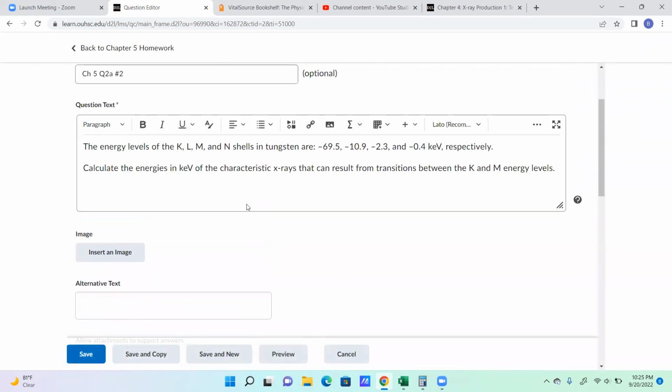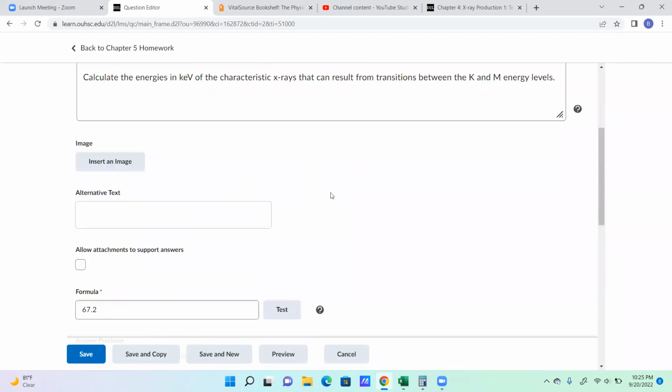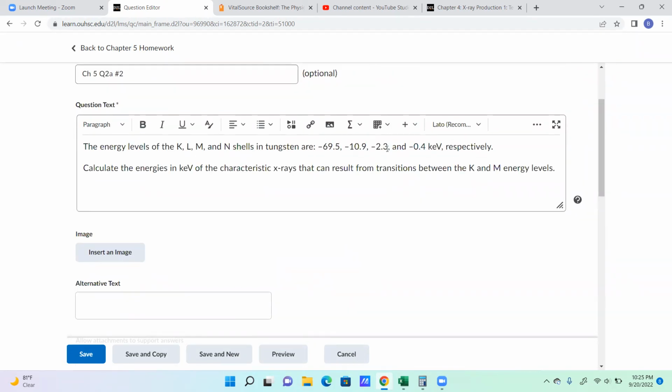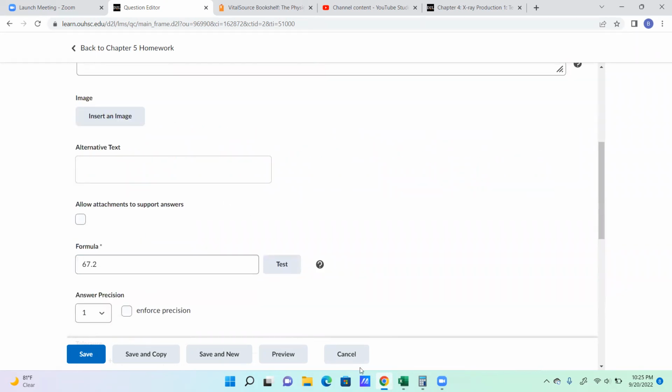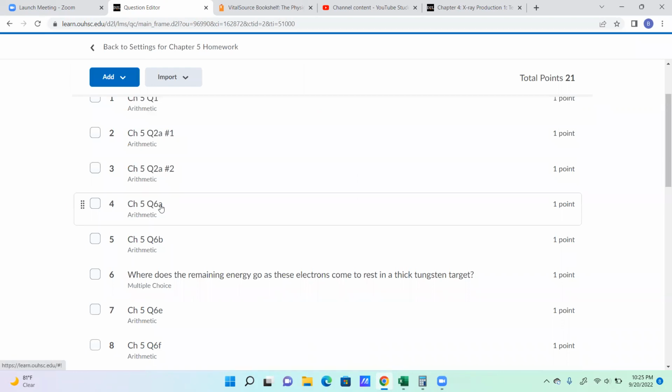Question 3. The question's turned around. What's the transition between K and M energy levels? So what's the energies of those characteristics? If we take K and we subtract this, then we should end up with 67.2. So that's where that value comes from.